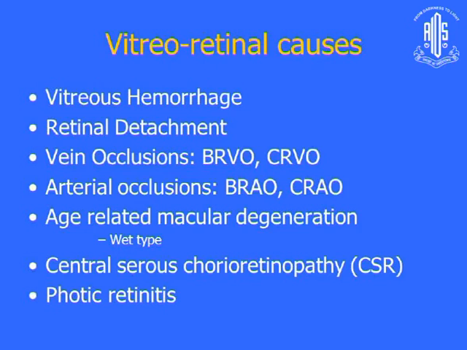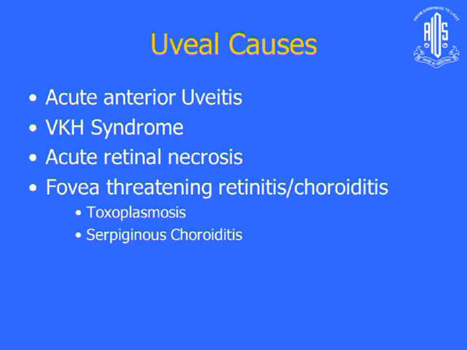So the vitreoretinal causes are vitreous hemorrhage, retinal detachment, vein occlusions, BRVO, CRVO, arterial occlusions, BRAO, CRAO, age-related macular degeneration, wet type, central serous chorioretinopathy, and photic retinitis. The uveal causes are acute anterior uveitis, VKH syndrome, acute retinal necrosis, and fovea-threatening retinitis or choroiditis, like toxoplasmosis and serpiginous choroiditis. This is not an exclusive list of causes, but these are the ones we usually come across in our practice here in India.